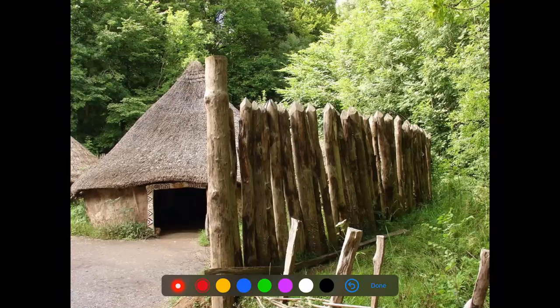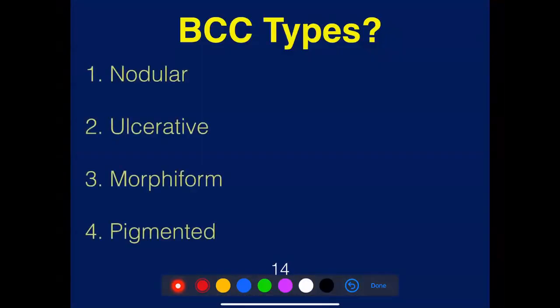Okay, Abdulrahman, can you tell me about the types of basal cell carcinoma? So the most common type is nodular basal cell carcinoma. Other types include morphiform, ulcerative, and pigmented. Okay, and what's the most common type that we see in our population? The most common type, I think, is nodular. Generally, yes, but you can have nodular pigmented, because our population is not Caucasian. Okay, so you commonly see the pigmented type.